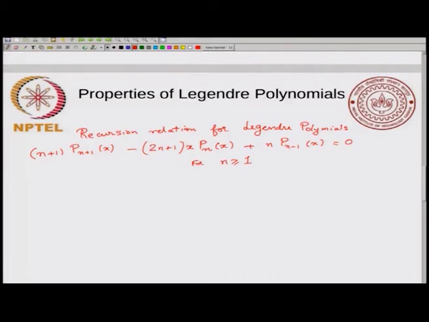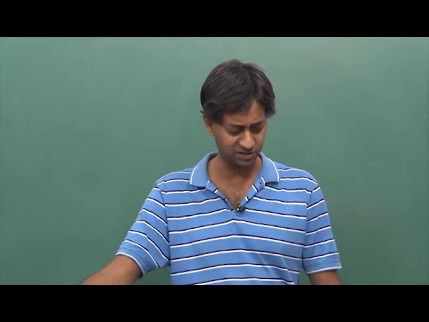It is written as x P_n(x) equals [(n+1) P_{n+1}(x) plus n P_{n-1}(x)] divided by (2n+1). So what that means is if you take a Legendre polynomial and multiply it by x, you can write it as a combination of the (n+1)th Legendre polynomial and the (n-1)th Legendre polynomial with some factors. This is again a very nice relation, and it actually turns out to be fairly powerful.